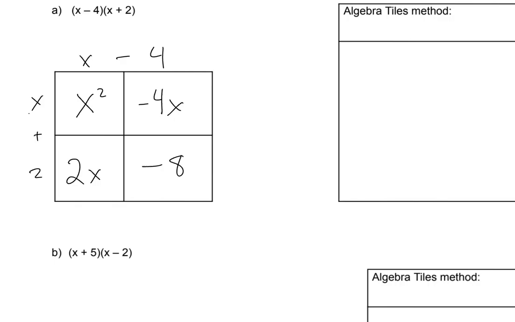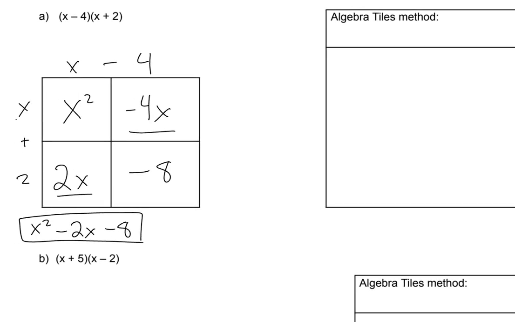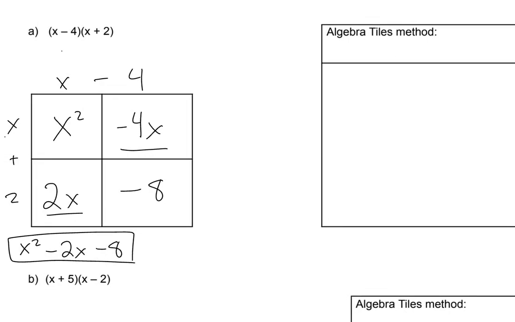So now we're going to create a statement here. We're going to say that it's x squared, negative 4x plus 2x is going to be negative 2x, minus 8. Okay, so that's how we would use the box multiplication method, and we've been doing that since grade, I don't know, 5. This kind of thing, only we would use whole numbers, so we would say 10 plus 2 or something like that. But it's something that you've been doing for a really long time.